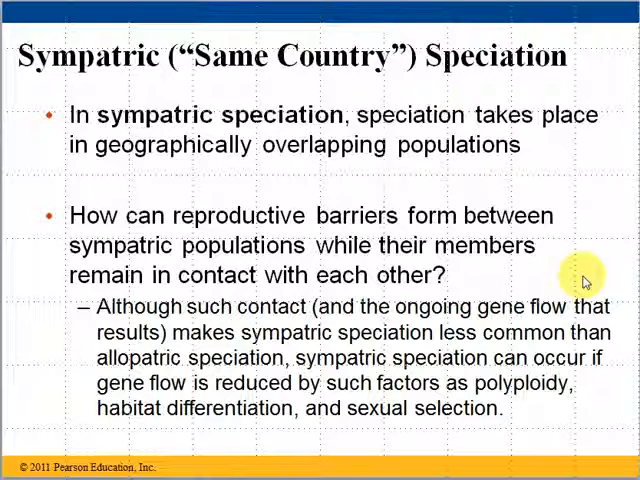There are a couple of things that can keep this from happening or that can begin to disrupt the gene flow between these populations. It is less common than allopatric speciation, but there are three factors we're going to look at: polyploidy, habitat differentiation, and sexual selection. And these three can begin to diverge the two populations even though they have overlapping geography.